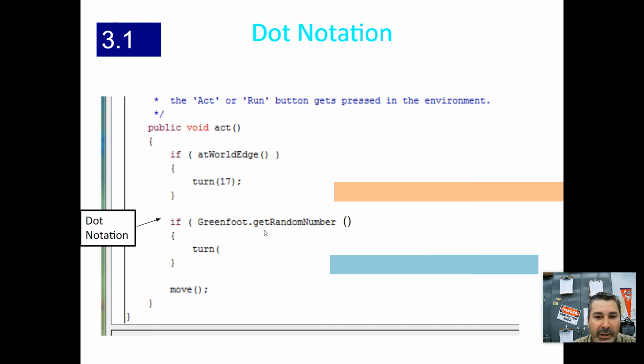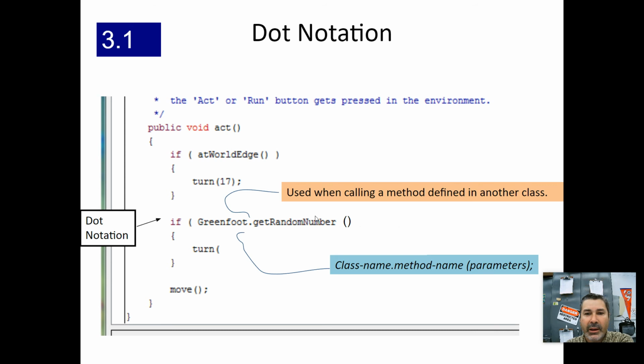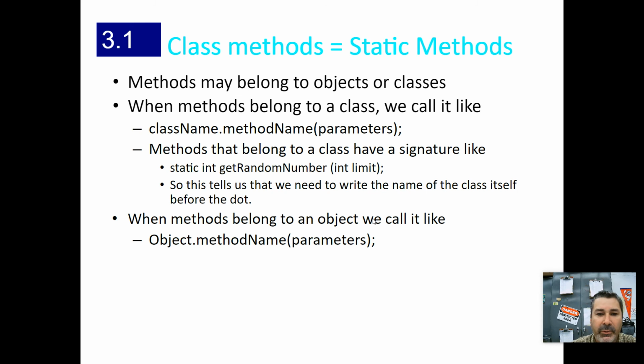So the idea is we're going to use the get random number method to get this random behavior we want, but we don't have access to it, so we have to use the period here. That's the dot notation. And before that, we have to tell it where we're getting it. It's found in the Greenfoot class. So write this down in your notes. The period or the dot notation is used when calling a method defined in another class. It's defined in the Greenfoot class. The structure we use is the class name, Greenfoot, then the period, the dot notation, and then the method name. The name of the method is get random number. Then we put the parentheses. Notice these parentheses are empty. At some point, we're going to have to fill those parentheses.